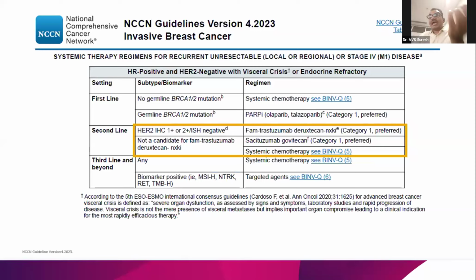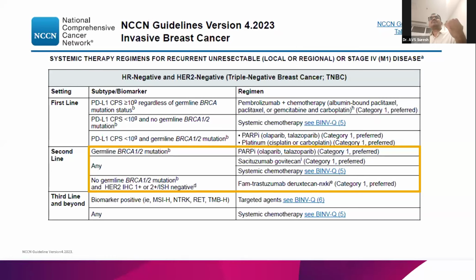It is not what I say; all the global guidelines say that T-DXd is significantly improved. It's a category 1 recommendation. So second line onwards. Even in invasive breast cancers, you can always go for the same things.